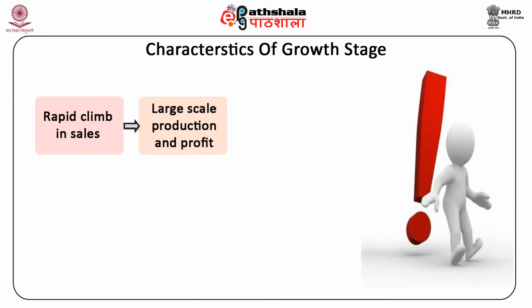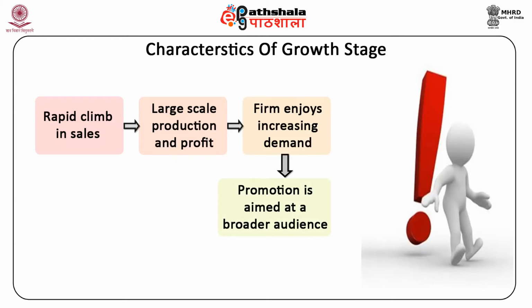Next, pricing is maintained as the firm enjoys increasing demand with more and more customers coming forward and buying their products. Next, some of the companies may purposefully lower the prices in order to discourage the entry of competitors. Next, profits increase during this stage as promotion costs are spread over a large volume and unit manufacturing cost falls faster. Next, promotion is aimed at a broader audience.